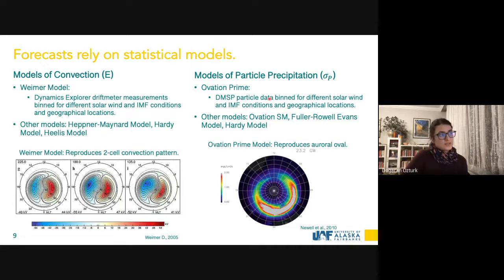For particle precipitation, we have models like Ovation Prime, which are based on particle measurements from DMSP satellites or similarly hemispheric power indexes. So this particle data is also binned for different solar wind and IMF conditions and geographical locations to describe the number, flux, energy, and basically the locations where we are going to see increases based on expected activity.